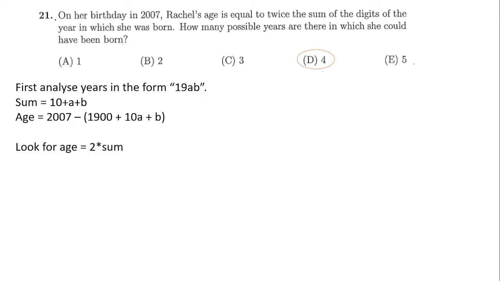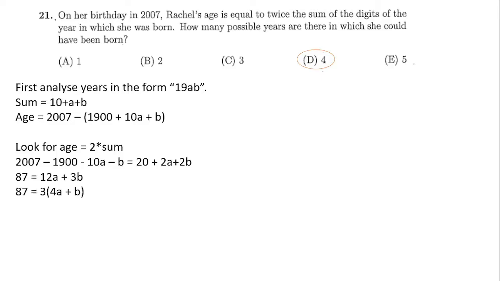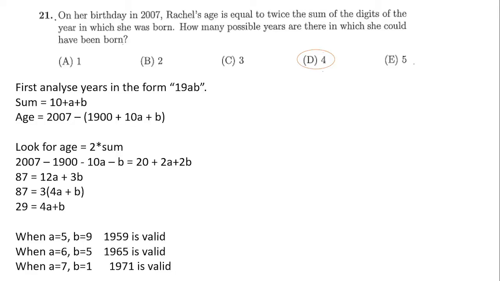We want the age to be twice the sum, so we substitute them in, factor out the 3, and we get this equation here, where we want to find 1-digit solutions for a and b. So there's 3 possible ones we can find.